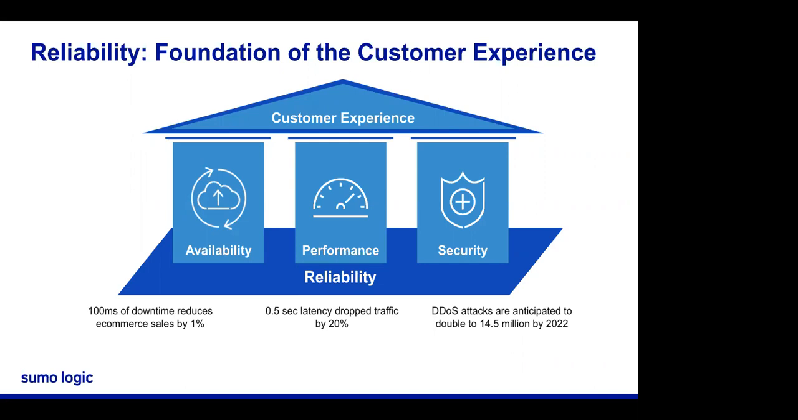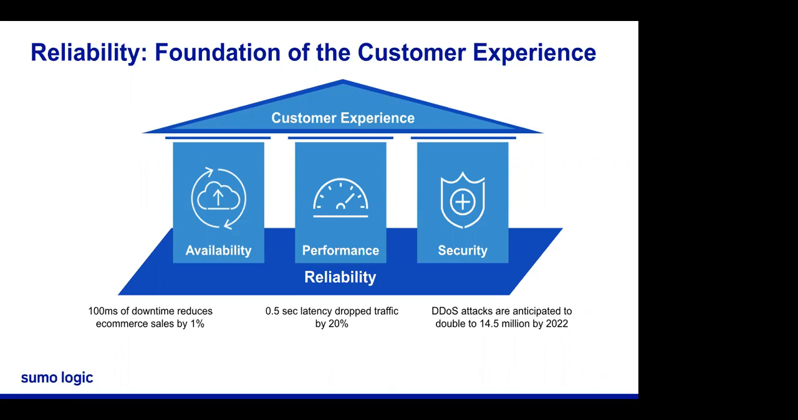Now, there's a couple of interesting nuggets of knowledge here that have been added. So 100 milliseconds of downtime as far as your availability reduces your e-commerce sales by 1%. So just an insignificant amount of downtime has an impact. Additionally, as far as performance goes, a 0.5 or half second latency drops your traffic by 20%. So people aren't going to play with you if it takes too long. If I go to a website and it takes too long for that website to render, I'm not going to play. And then of course, denial of service attacks are anticipated to double to 14.5 million in, of course, 2022, which is right around the corner.